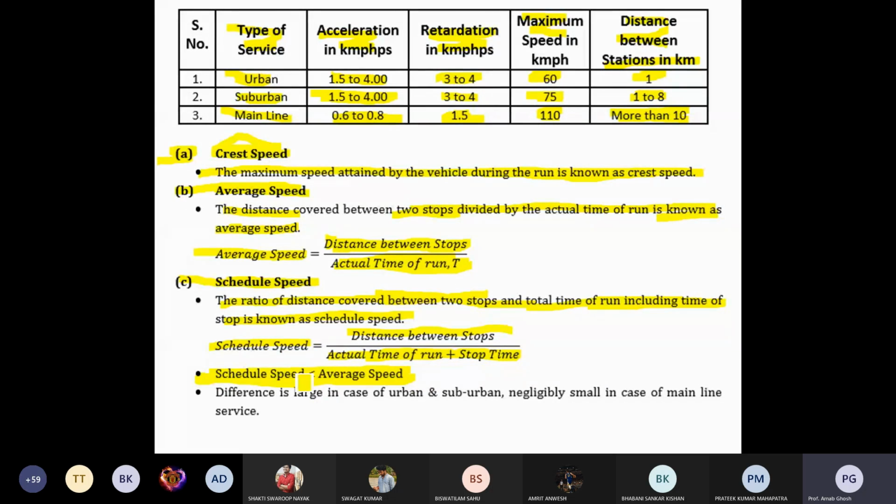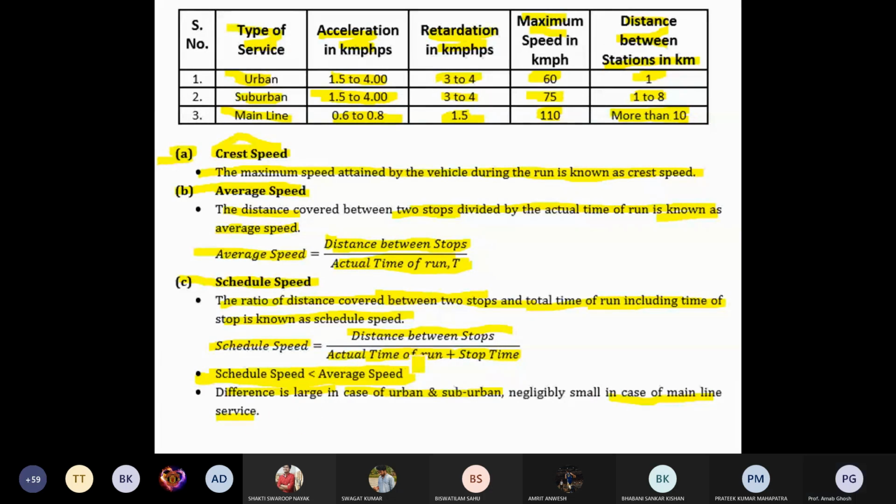The difference is large in the case of urban and suburban. It is negligibly small in the case of mainline service, because distance is more in mainline. In suburban the stop distance is a maximum of 10 km. The actual time of run is also more in mainline, but distance is also more and stop time is less. The calculations for urban and suburban depend totally on how much travel run is performed by your locomotive.